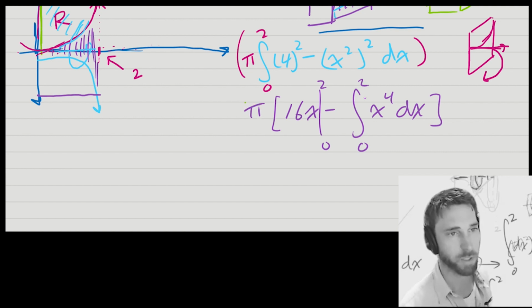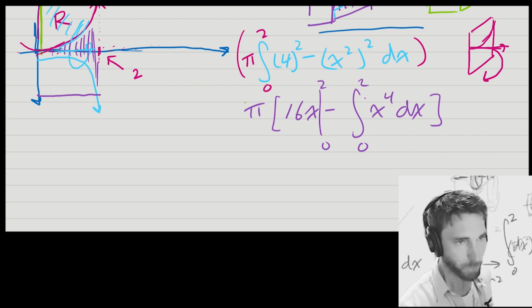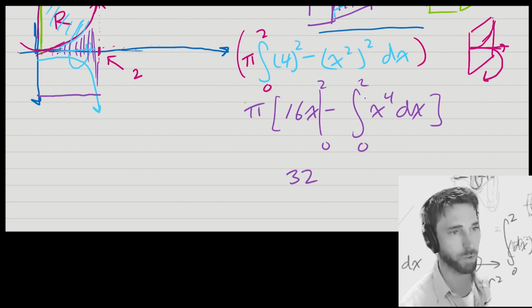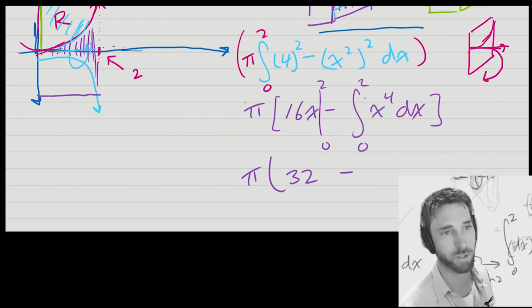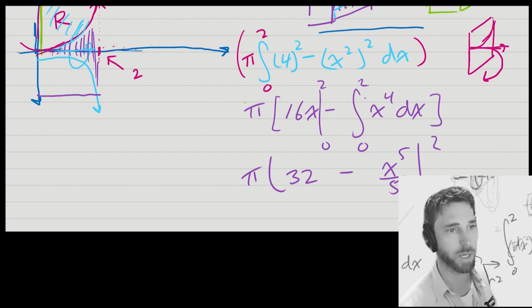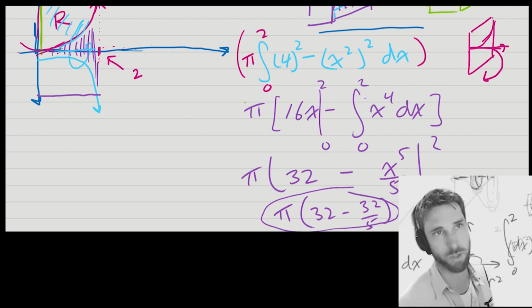I'm going kind of fast here, and this is a very sloppy way of representing this, but I think you get the idea. So we have 32, pi on the outside, minus x to the 5th over 5, evaluated from 0 to 2. That ends up being 32 minus 2 to the 5th, which is 32 fifths times pi. So this is a number, and your units would be cubed.